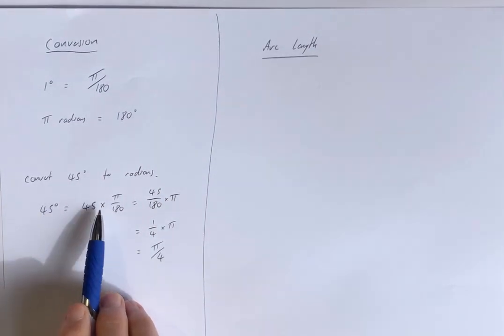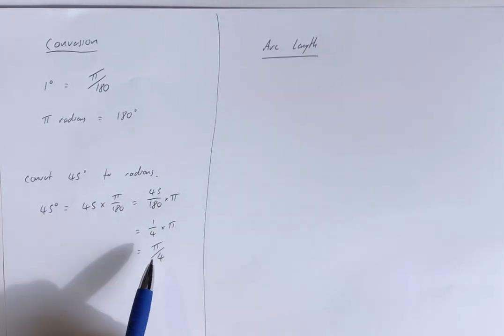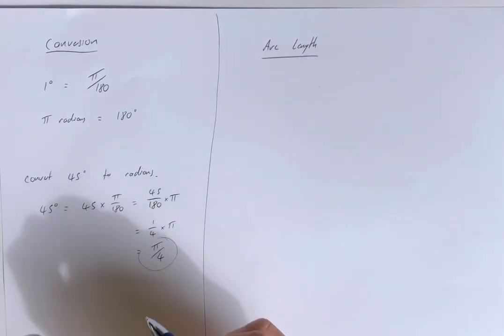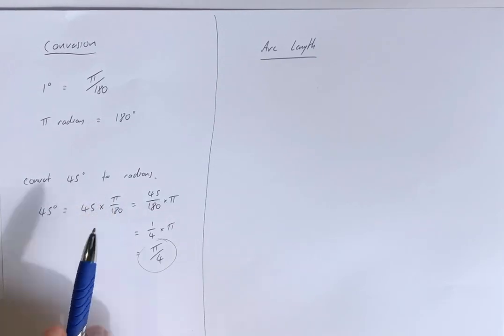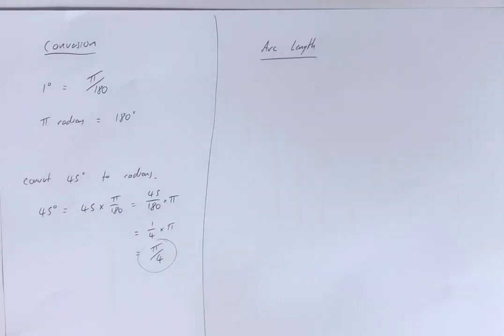For every degree, you just need to times by pi over 180, and that's how you get your radian measure. It's really easy, right? Just times by pi over 180. Going back the other way, let's have a look.